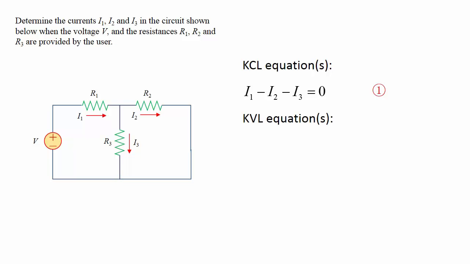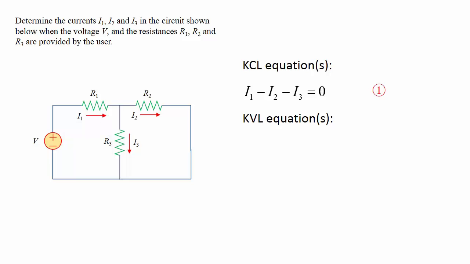Now let's move on to writing KVL equations. As I mentioned earlier, you can write a KVL equation for every loop in the circuit, and we have 3 loops in this circuit. Therefore, overall, technically, we can write 3 KVL equations. However, not all of them are going to be independent, therefore not all of them are going to be useful.